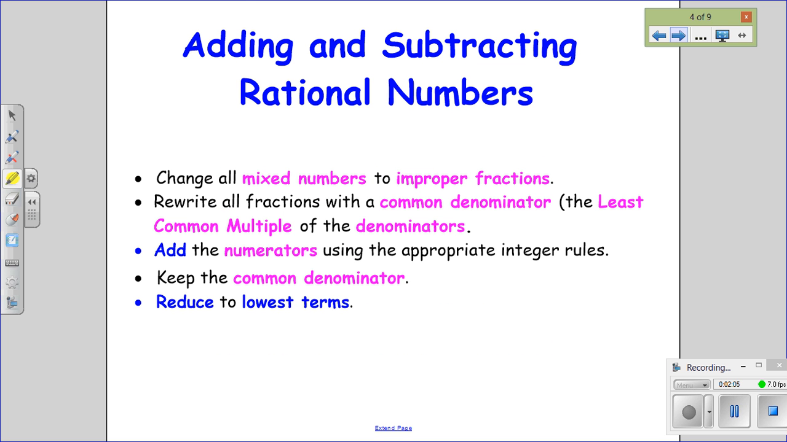So the same as always, we're going to change all mixed numbers to improper fractions. We're going to write all fractions with a common denominator using the least common multiple. We're going to add the numerators. We're going to keep the denominator, and we're going to reduce to lowest terms.